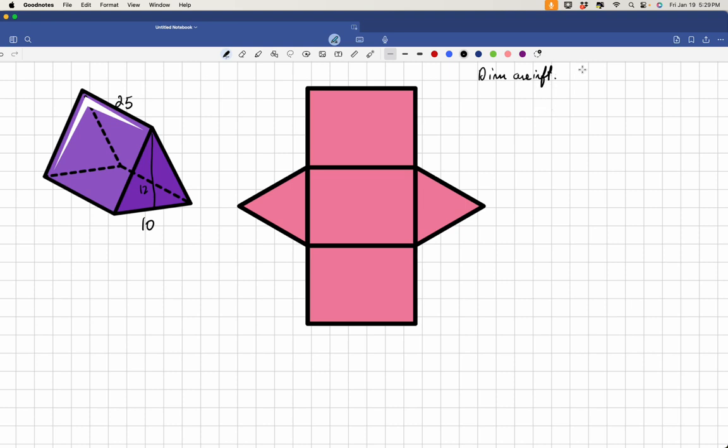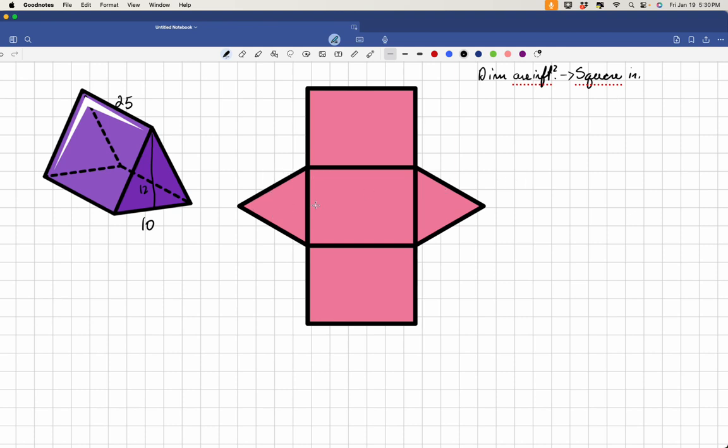And it wants square inches. So we're going to have to convert. Does that make sense? The dimensions are in feet, but it wants the answer in inches squared. So once we find the answer in feet, we're going to do a conversion problem to find the answer.